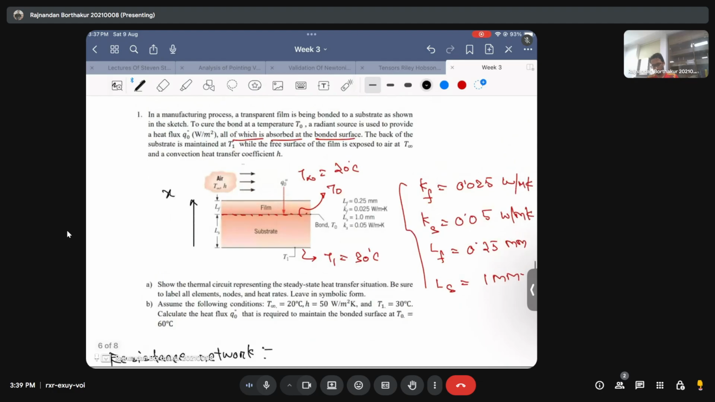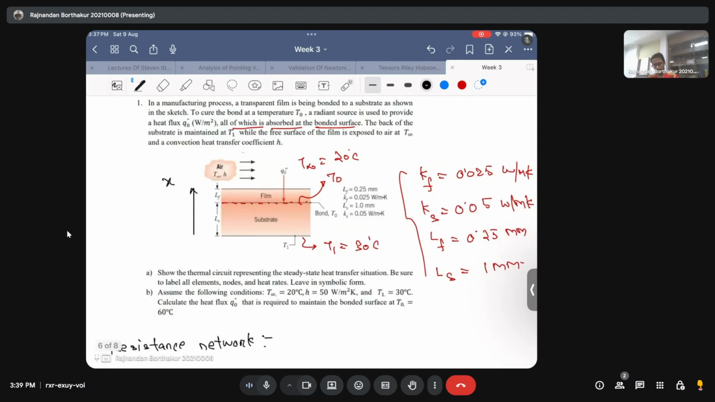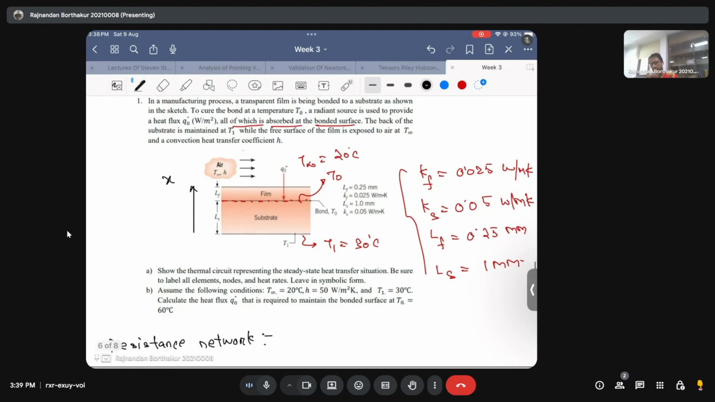Now, in order to draw the resistance network, we must first think about where we start. In the earlier, simpler cases, where there was just one slab exposed to ambient, it was easy to start from the node at a higher temperature to the node at a lower temperature, from the left hand side to the right hand side. But here you must understand that the portion of the system at the highest temperature is not the film exposed to air, and not the back end of the substrate, but the interface, which is at temperature T naught. And that is obvious, right?